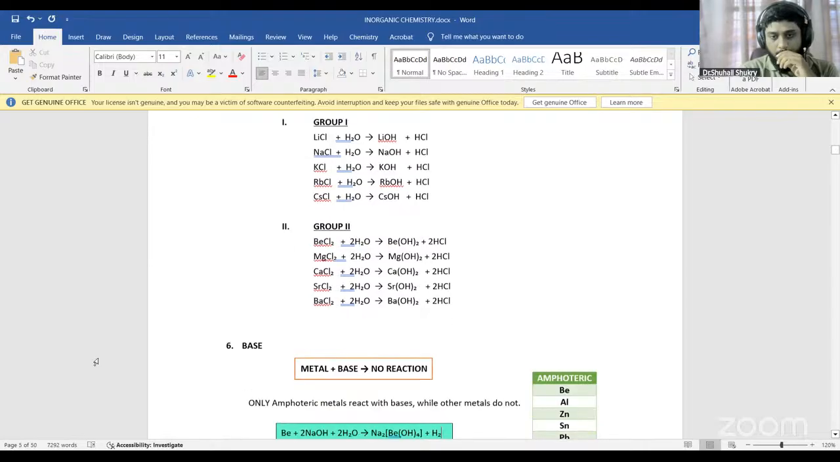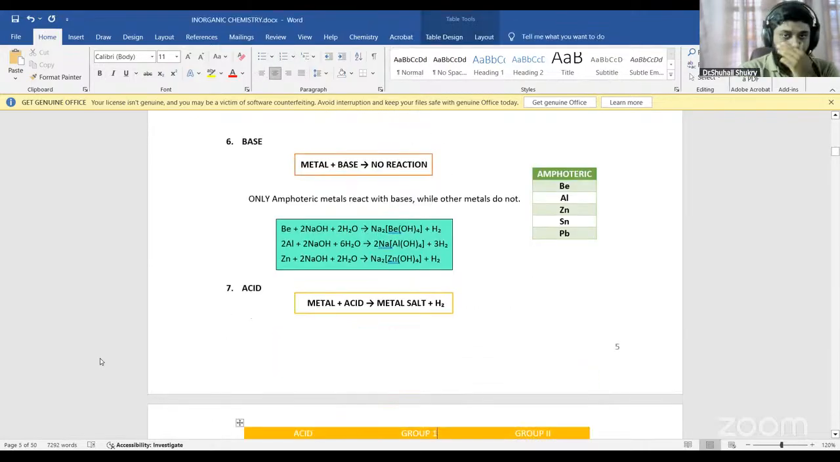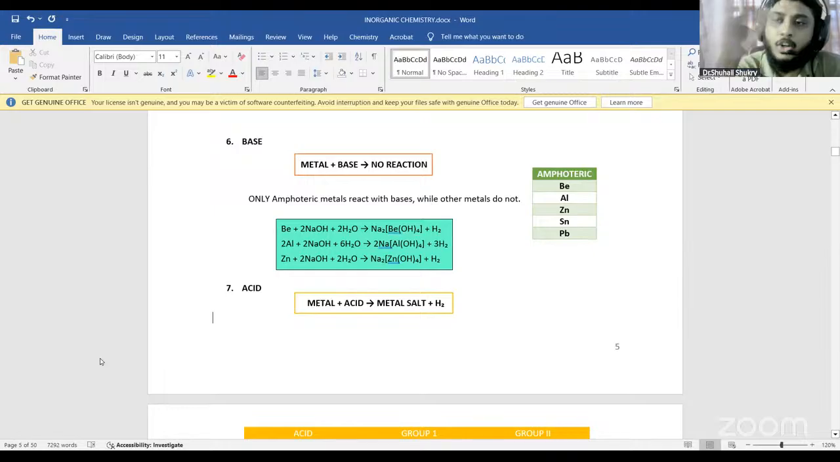Now normally when we come to bases, remember that out of these metals, metals mean those are basic oxides. Therefore, normally metal and base don't react. So metal plus base, no reaction. But only amphoteric metals react with bases. What are the amphoteric metals we know? Beryllium, aluminium, zinc, tin, lead. These are the amphoteric metals we will find. So they can react with bases.